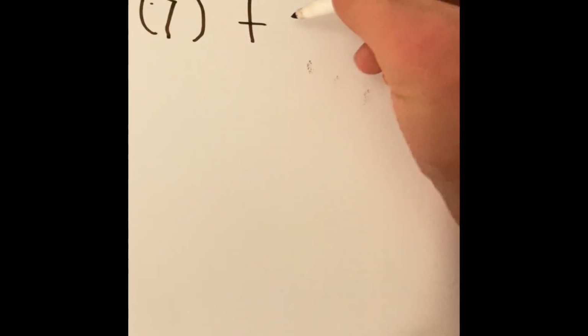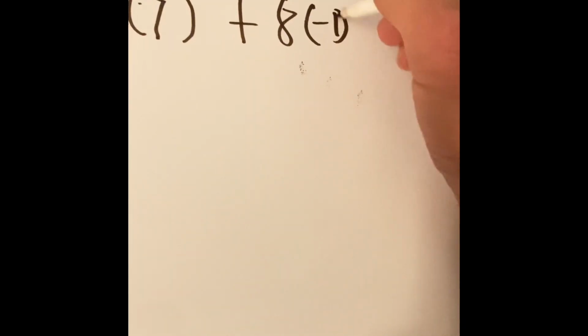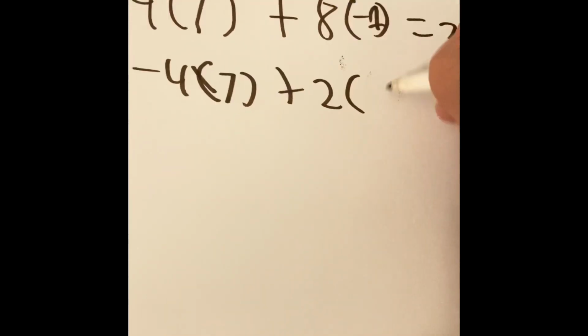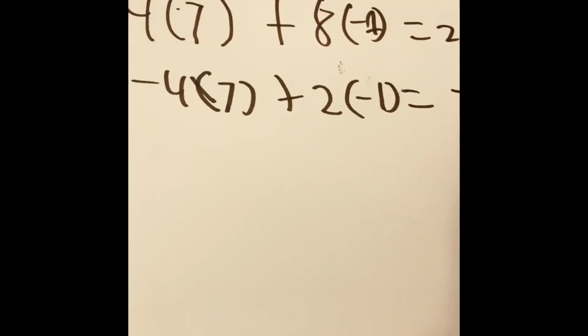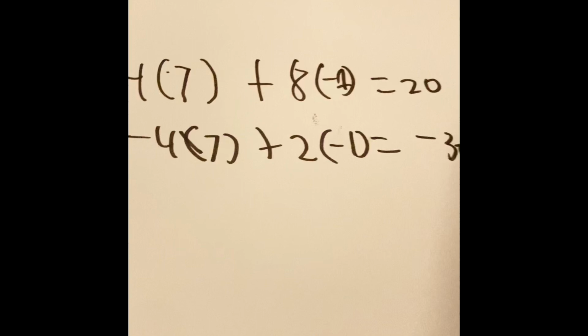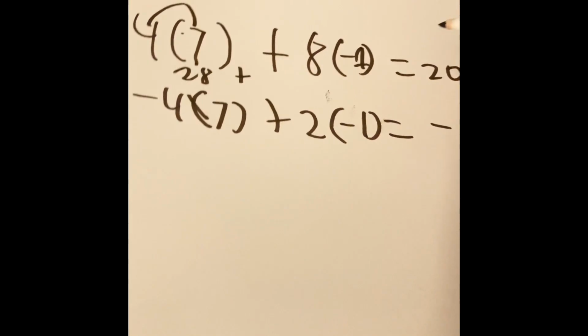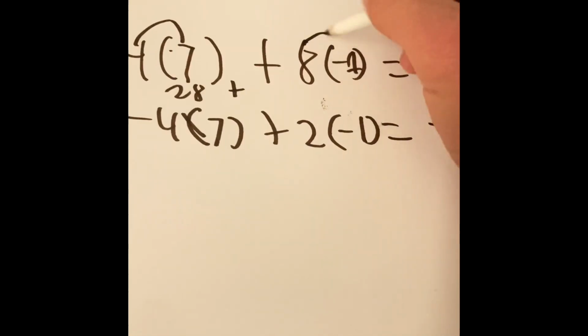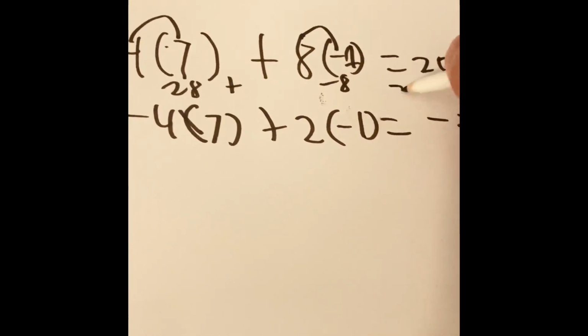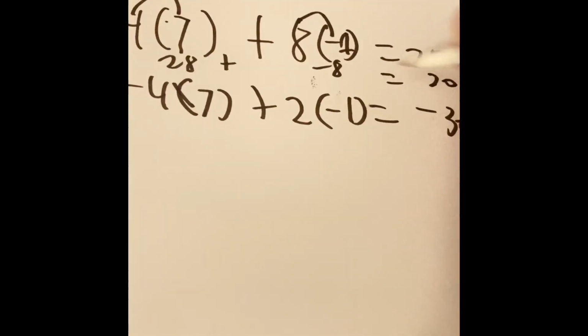So we have 4 multiplied by 7, added to 8 multiplied by negative 1 equals 20. And negative 4x, or negative 4 multiplied by 7, is going to be added to 2 multiplied by negative 1 equals negative 30. Let's see if that works. So 4 times 7 is 28. Then we have to add 8 multiplied by negative 1, which is negative 8. It's going to equal 20. 28 minus 8 is 20.